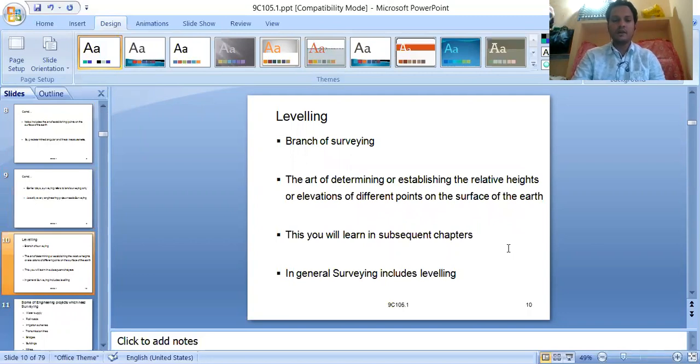And we have a concept called leveling. So leveling is a branch of surveying. We have so many branches in surveying. So leveling is one of the branches in which we will find the relative heights of points below or above the earth's surface. Whereas relative position means it is surveying, relative heights means it is leveling. And this we will learn in the subsequent chapters. In general, surveying includes leveling.